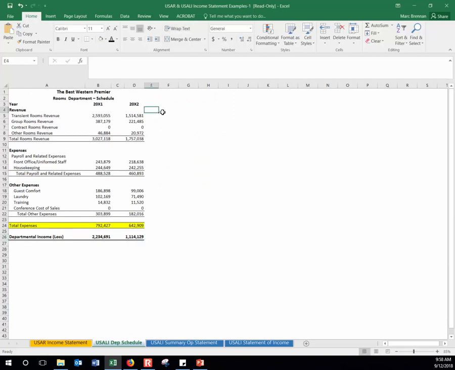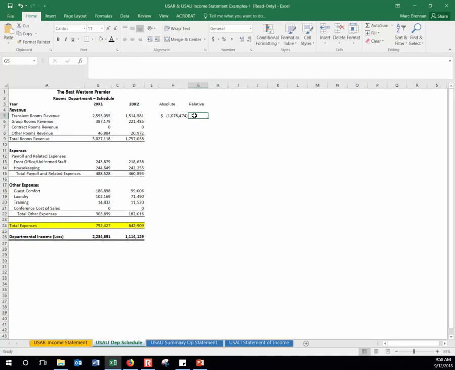Now we would do the same for the departmental schedule. Okay, we'd create a line for absolute, for relative, and we would do the same. I'll write it out first: $1,514,581 minus, because that's the current year, minus the 2011. And that would give us, let's turn this into dollars. Whew, not happy about that, right? So we're down $1 million in transit rooms revenue.